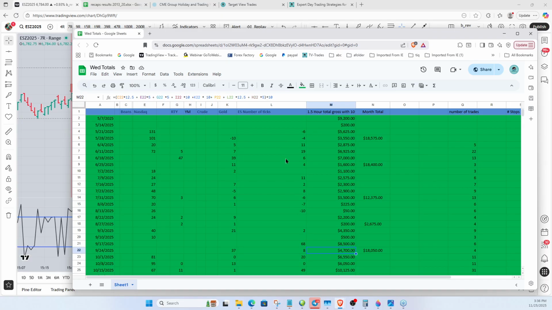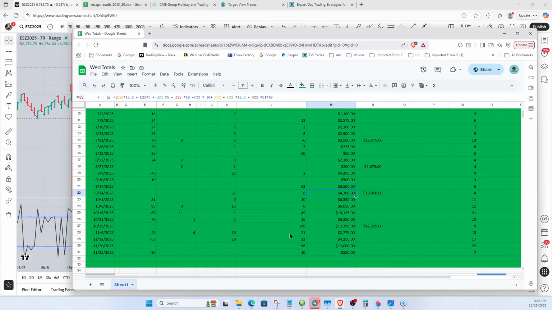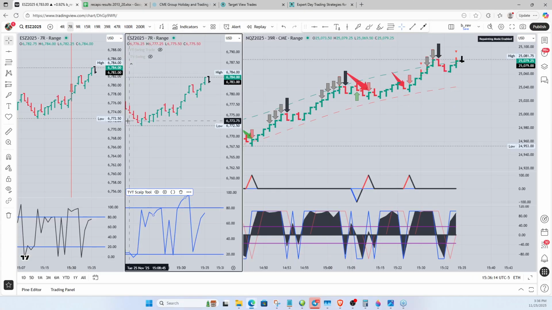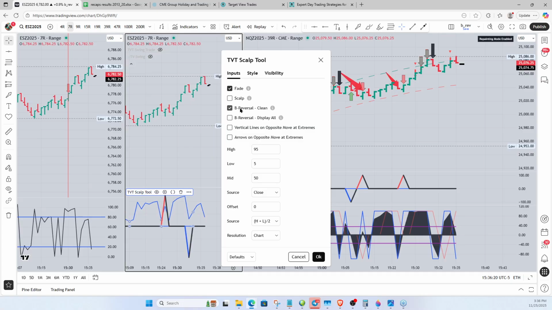I kept thinking that that was my NQ column, not my ES column. Okay, so we're minus 36 on the NQ. And we're plus 10 on the ES right now. So we're a lot closer to getting back. That was this right here. When I had that showing there for a minute. It had the B-Rev clean on it. Right there, that long trade.